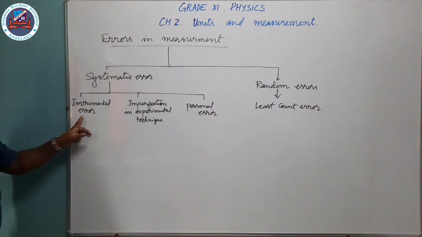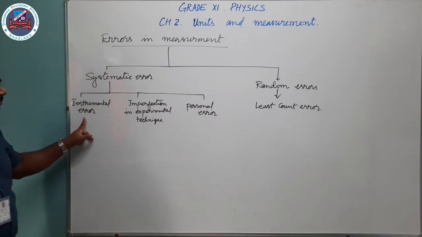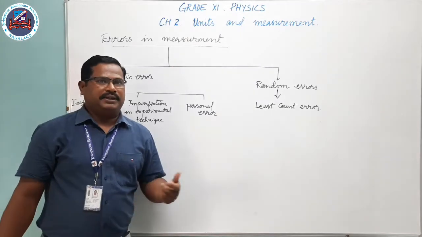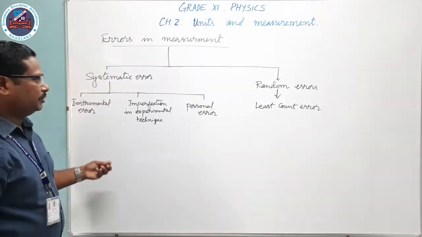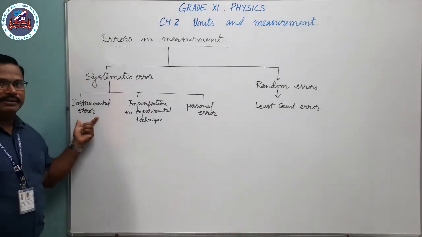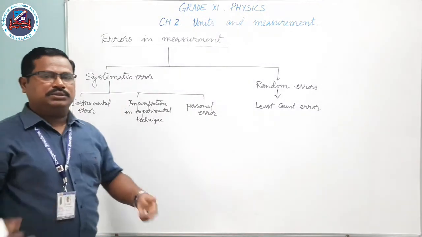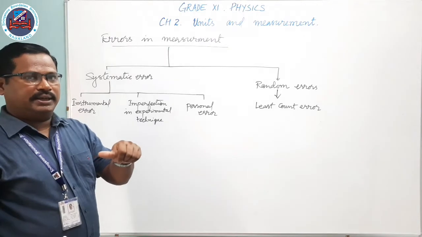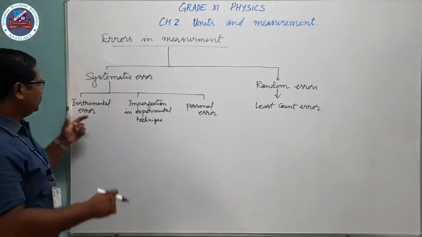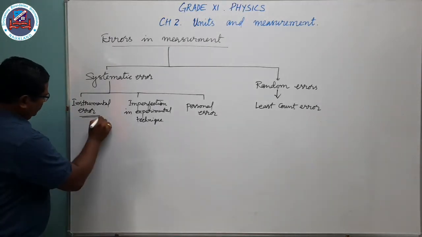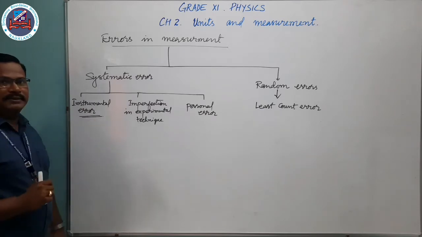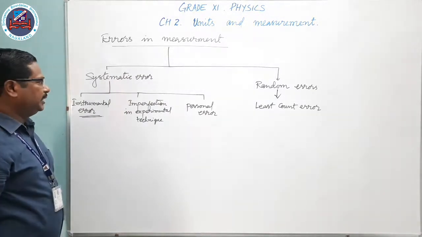The first is instrumental error. Instrumental error may be due to imperfection in making the instrument, or due to wear and tear of the instrument, or due to continuous use of the instrument. The screws and nuts may go here and there, left and right. So this error may occur because the instrument itself is not in proper shape.